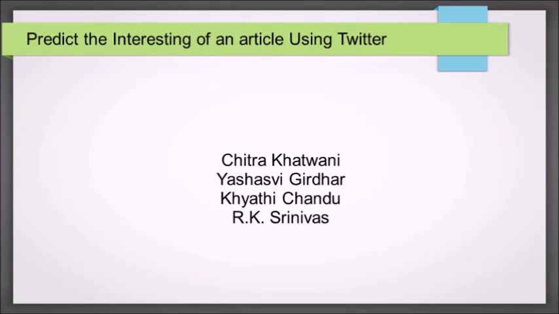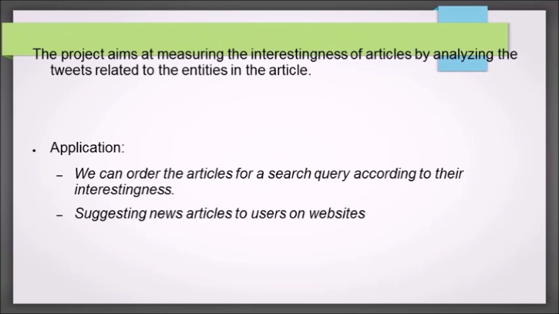Our project is to predict the interestingness of an article using Twitter. Now, let us look at the objective of this project. The main aim of the project is to measure the interestingness of articles. The tweets related to the entities in the article are analyzed and interestingness is found out.